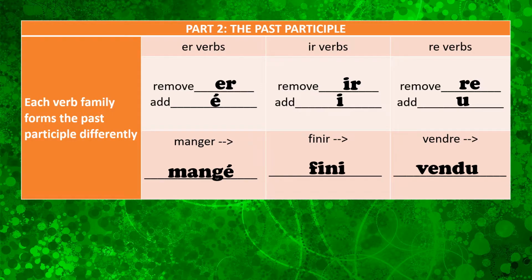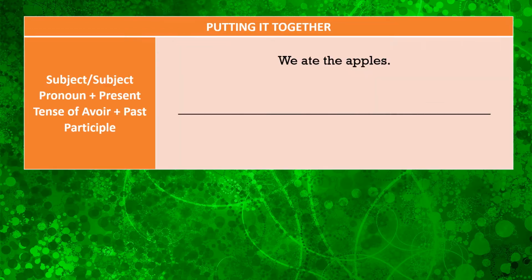Okay? Now this is kind of like the present tense where we took off the final two letters and added an ending. But this is only to form the past participle. And the past participle just has this one form. Okay? So now we've got our helping verb, avoir. We know how to make our past participle for each of the regular verb families in French. All we have to do now is put them together to compose the past tense. All right, let's see how it's done.